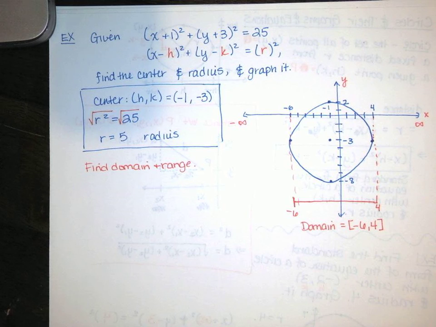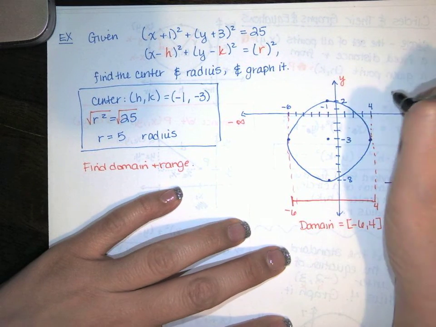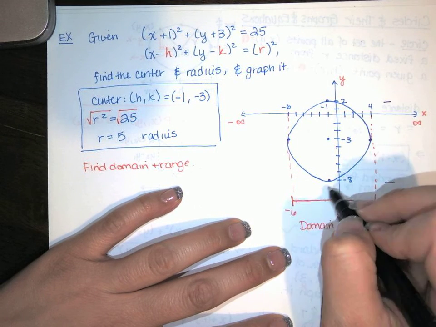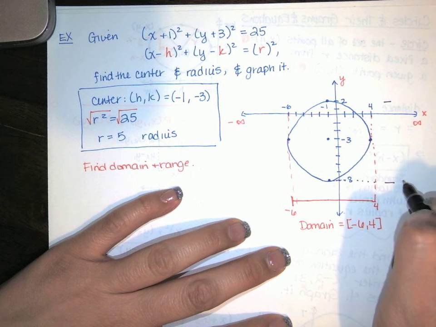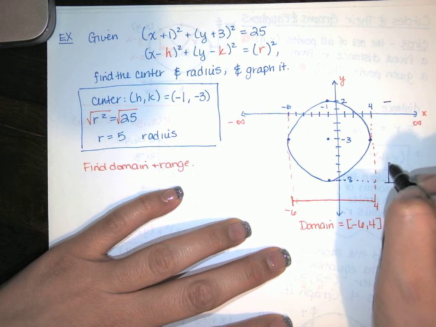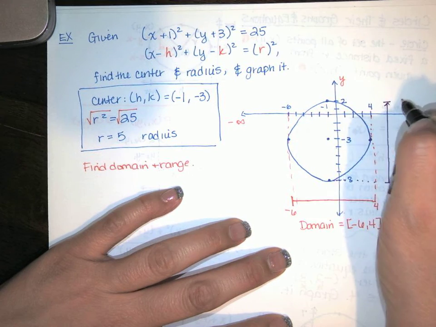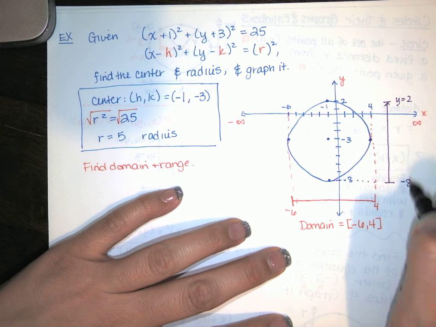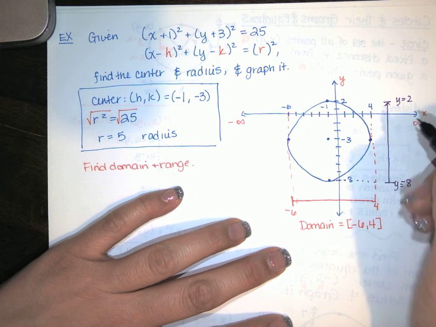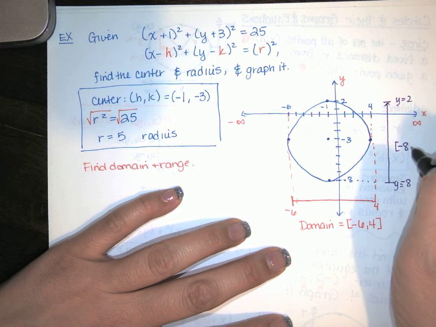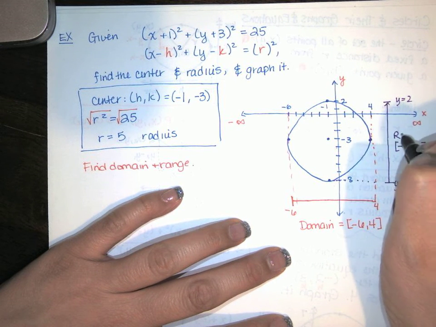And the range starts at the bottom and goes to the top. The lowest y value is y equals -8. And then it goes all the way up to y equals 2, and then it doesn't go beyond y equals 2. So it stops there. From y equals -8 to y equals 2. So you go from smallest to largest. That's the range.